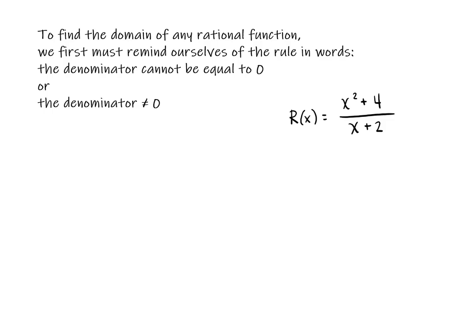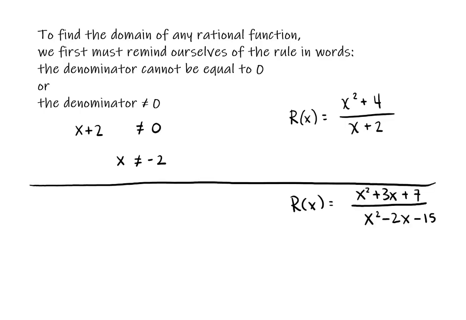So the denominator of this rational function is x plus 2. I'm going to write x plus 2 is not equal to 0. Next, we're going to solve this. So I'm going to say x is not equal to negative 2. And then there's my domain. That is, the domain is all the numbers except for x is equal to negative 2.